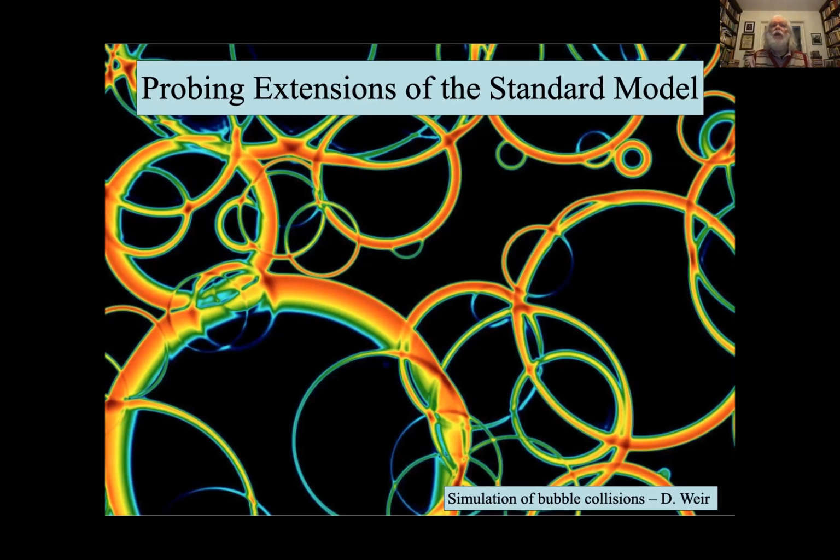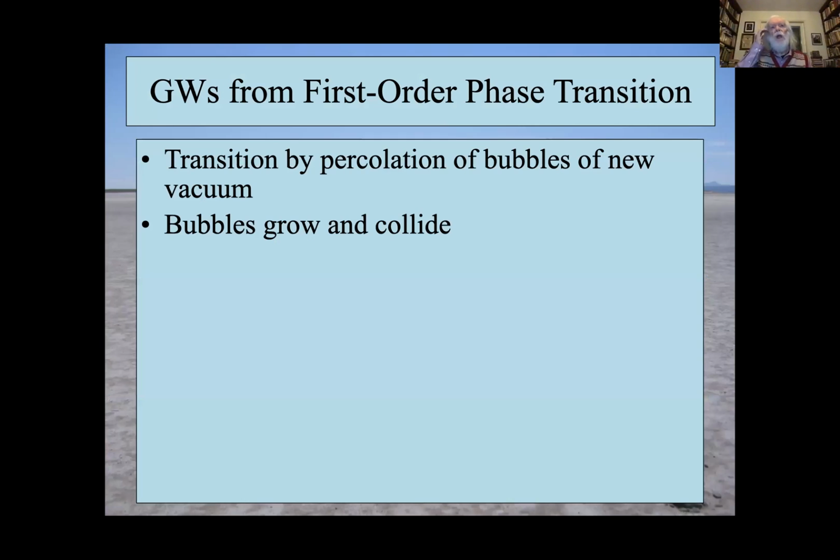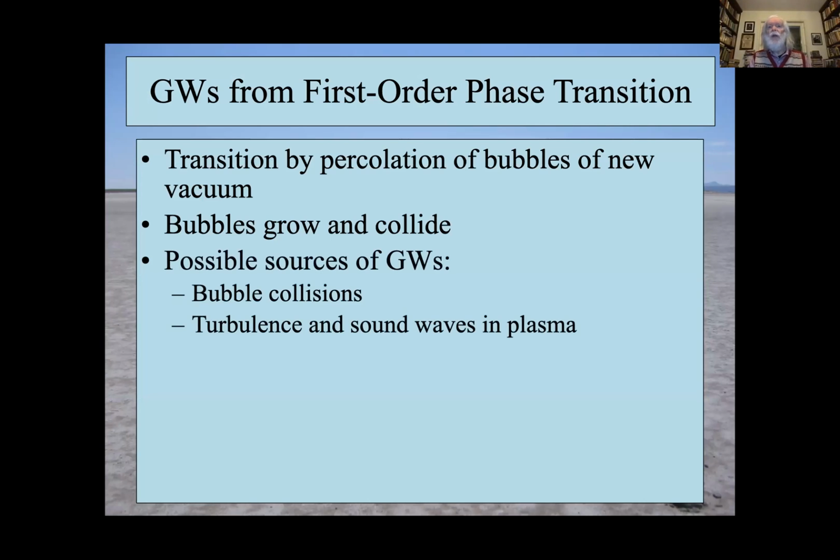So what are these useful for? In this talk, I'm going to focus on probing extensions of the standard model. I won't be discussing the astrophysics. So the previous picture illustrated to you how bubbles of new vacuum form and percolate in the early universe following a possible first-order phase transition. Those bubbles grow, they collide, and there are many ways in which they can produce gravitational waves, through collisions of bubbles and through turbulence and sound waves in the plasma.